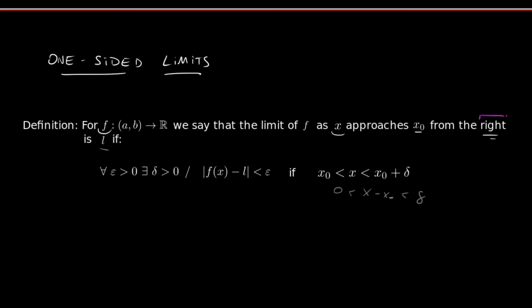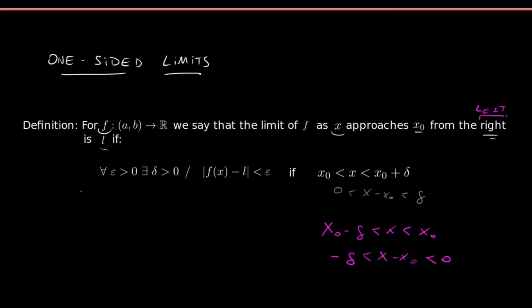Analogous to this, we have the definition of the one-sided limit as x approaches x0 from the left. And this limit will be L if, again, for every epsilon greater than 0, there exists a delta such that the absolute value of f minus L is smaller than epsilon if x0 minus delta is smaller than x, and this is smaller than x0. So now x minus x0 is negative, and it's also greater than minus delta.